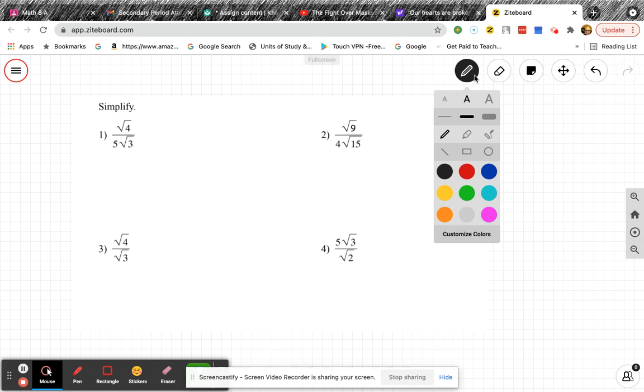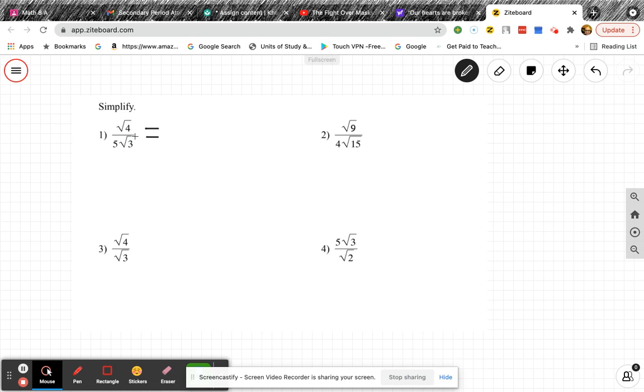Look at the numerator and see if you can simplify that. And you can. The square root of 4 is 2. The denominator stays the same right now, which is 5 times the square root of 3. You want to multiply the top and the bottom by the square root of 3. This is going to get rid of the radical on the bottom.